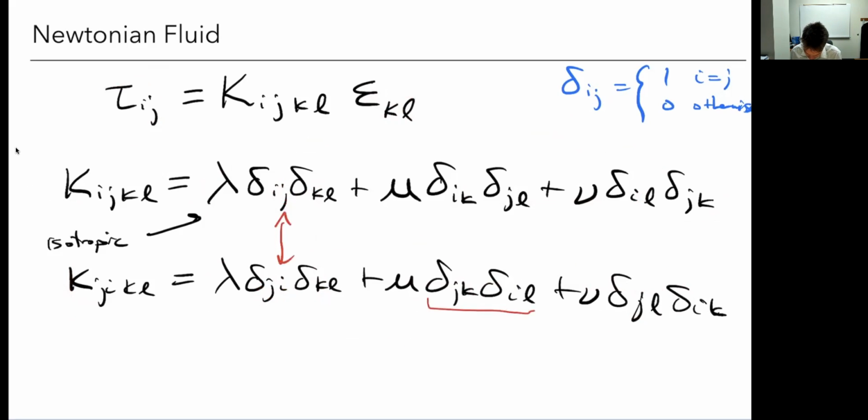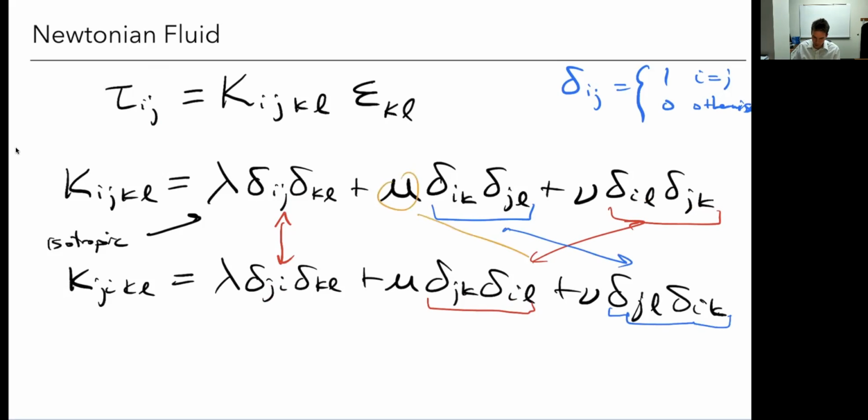And notice that this here is equal to this, right? There's a JK, JK, IL, IL. So those two are equal. And then notice that this IK, JL, and here I've got IK and JL, that these two are equal. So in other words, for these two expressions to be equal, then mu and nu have to be equal to each other. So if I have a symmetric isotropic tensor, I'm only going to have two constants, just mu and nu, the most general case.